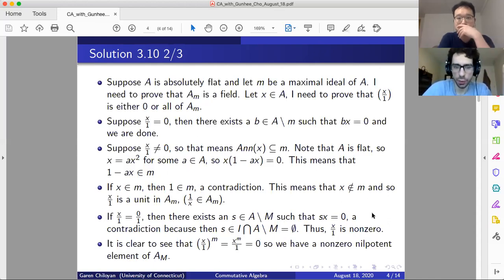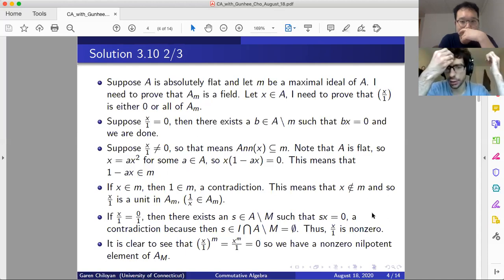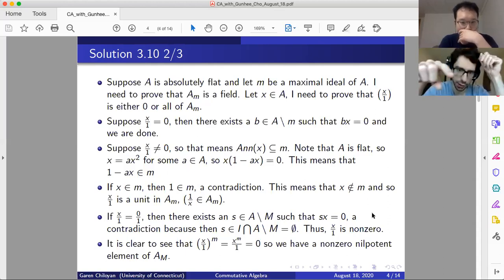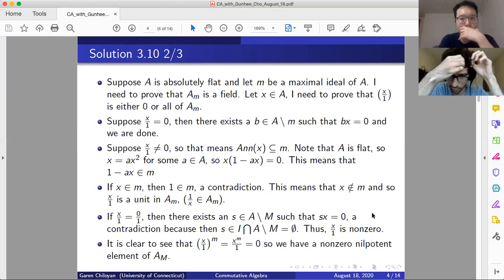So if x over 1 is 0, then there's an element b in A excluding M such that bx is 0, and we're done. There's nothing wrong with that. That's good. Suppose, on the other hand, x over 1 is not 0. I need to prove that x over 1 is a unit. So if x over 1 is non-zero, then we cannot find any element that multiplies by x and gets you 0 in A without M. So that means that the annihilator is contained in the maximal ideal M that we were talking about.